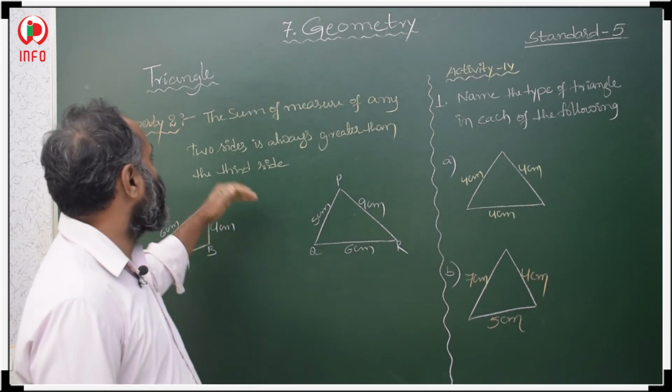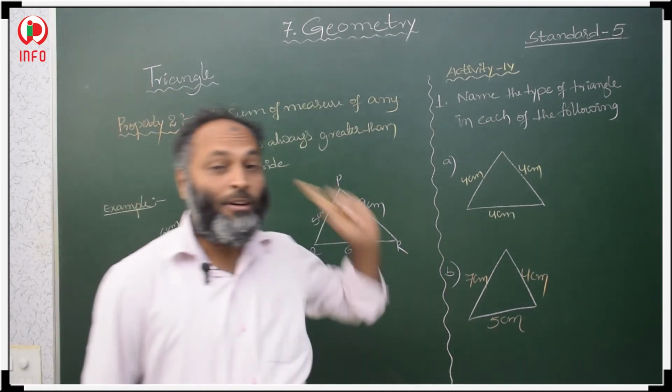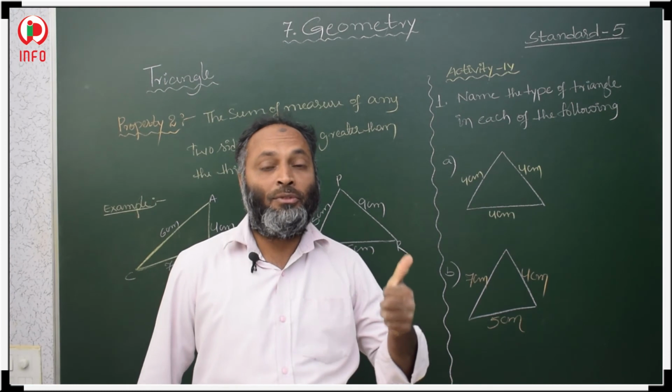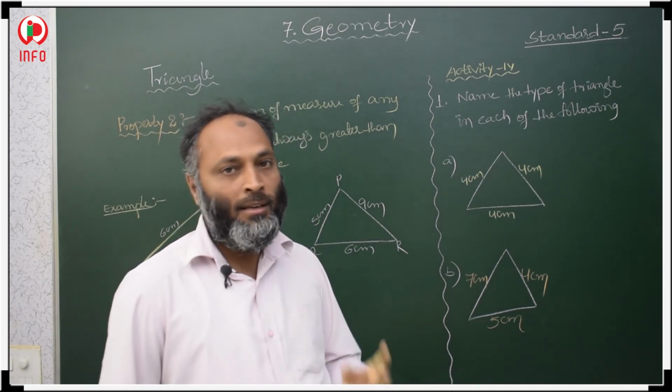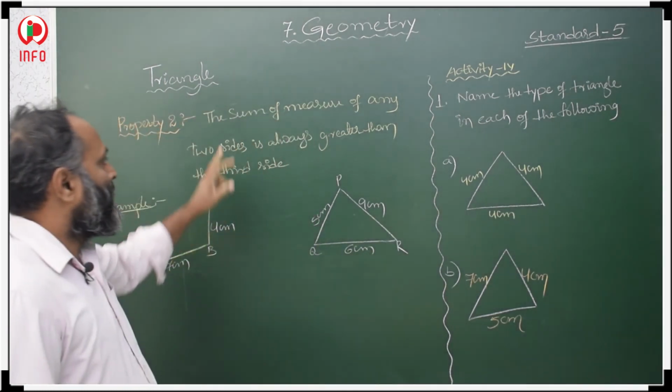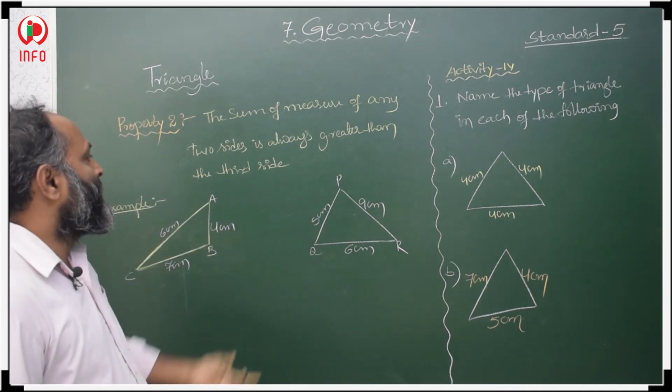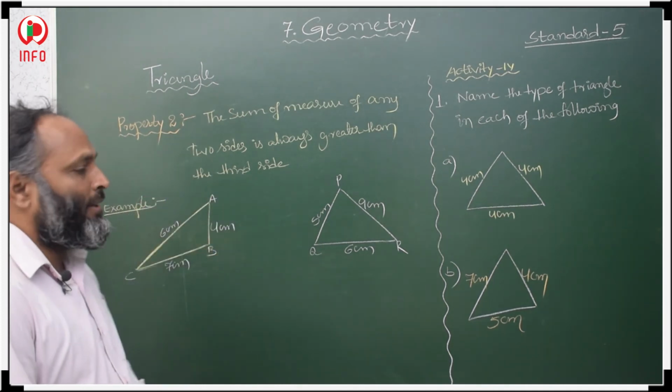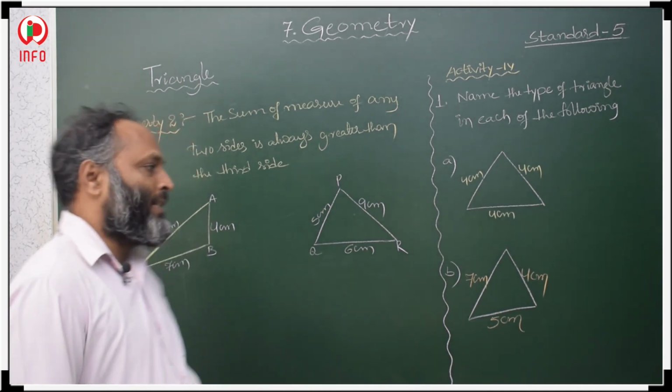Now the second property. In the first property, the sum of three angles in a triangle is 180 degrees. In the second property, the sum of the measures of any two sides is always greater than the third side. Any two sides.